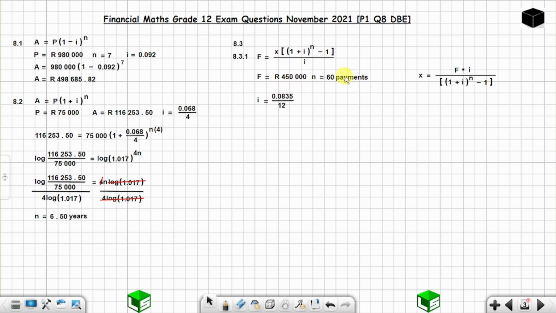Now plug everything that you have into the formula and get your X. So X is equal to, plug everything in, so you are going to get this. This is F, this is I, this is I over this, right? 1 plus I, you close your bracket to the power of N, this is N, minus 1. So X is equal to, plug this in your calculator.